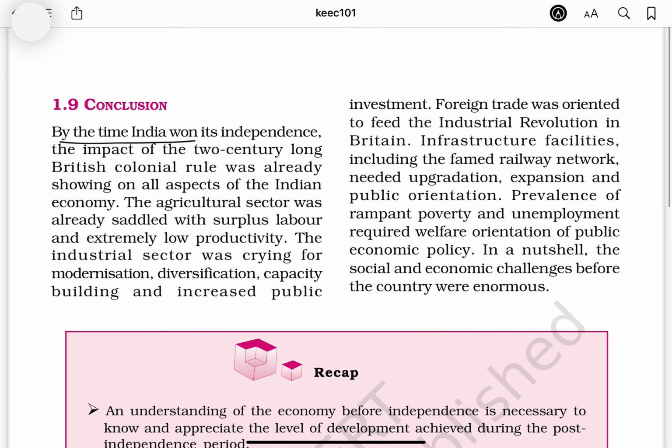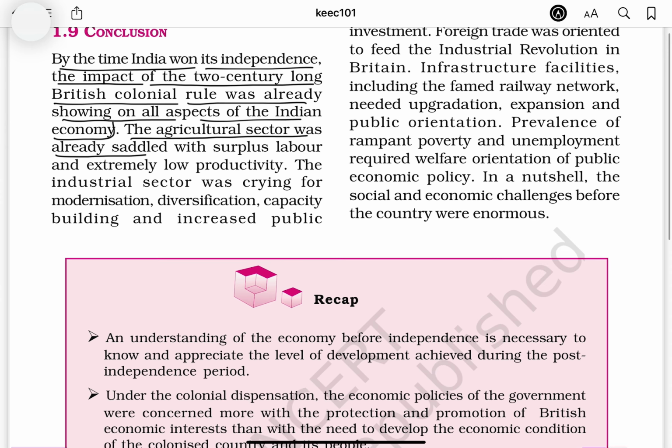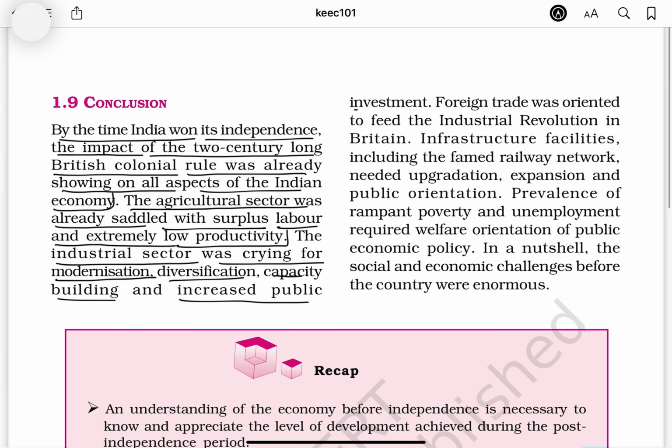Conclusion: by the time India won its independence, the impact of the two century long British colonial rule was already showing on all aspects of the Indian economy. The agricultural sector was already saddled with surplus labor and extremely low productivity. The industrial sector was crying for modernization, diversification, capacity building, and increased public investment.